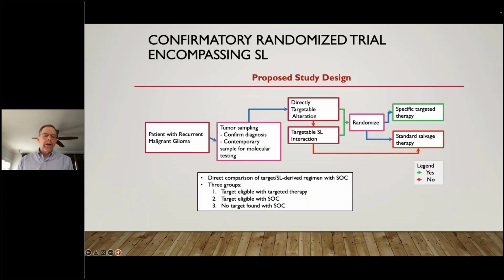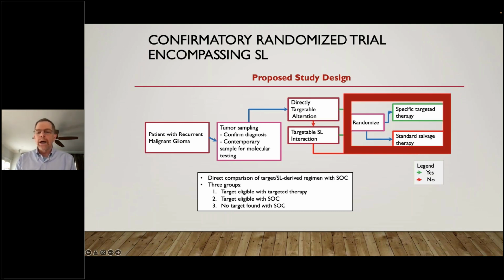And then once you're at a point where you think you have synthetic lethal agents, how do you determine if they're beneficial? Well, to focus in, you randomize between the specific synthetic lethal targeted therapy versus standard salvage, and see whether you actually outperform what you would have done in typical circumstances. And of course, opportunity for patients on the standard arm to switch over.